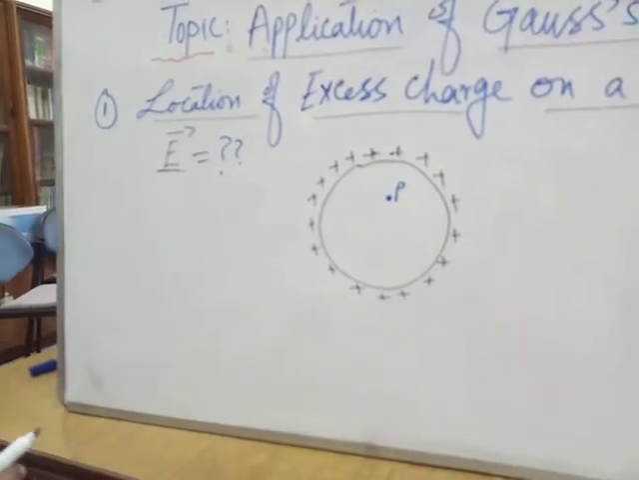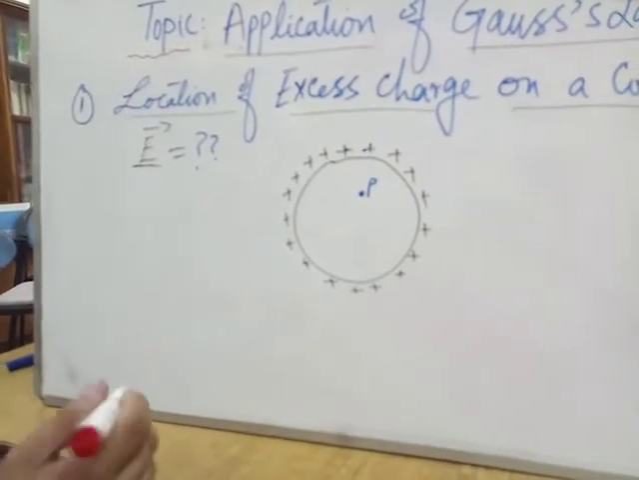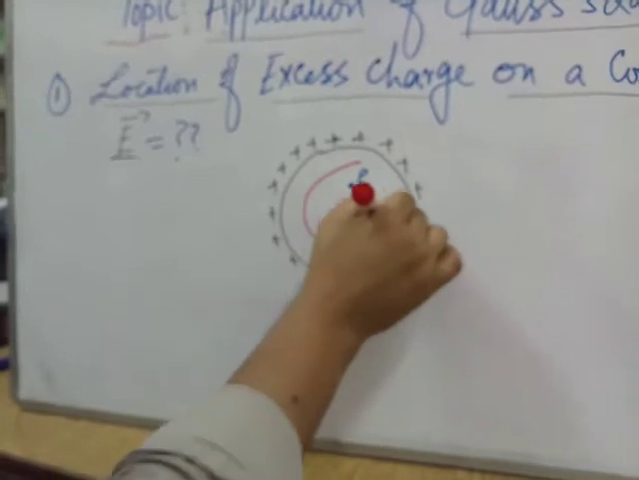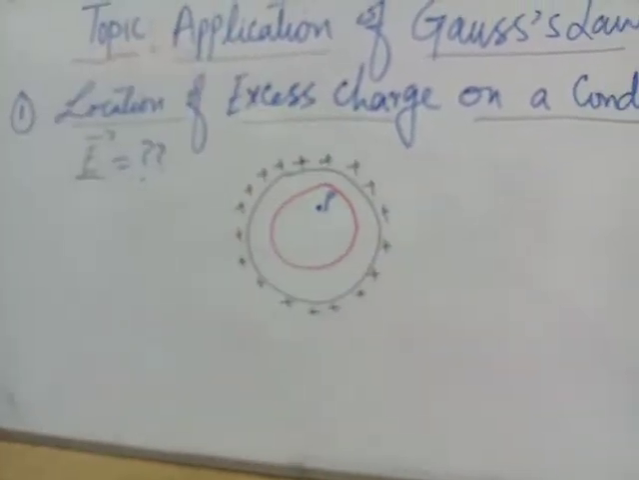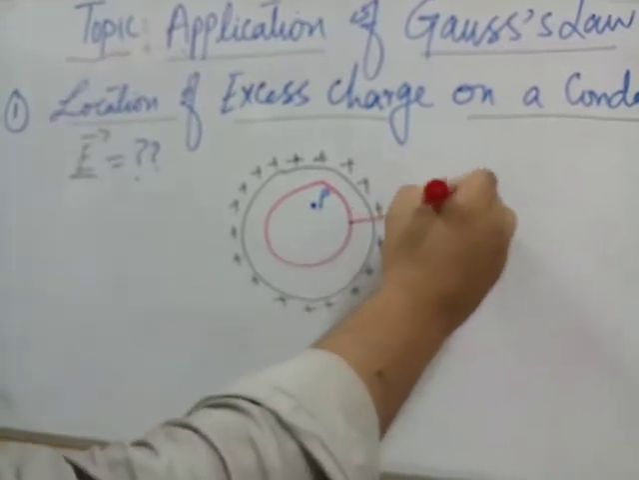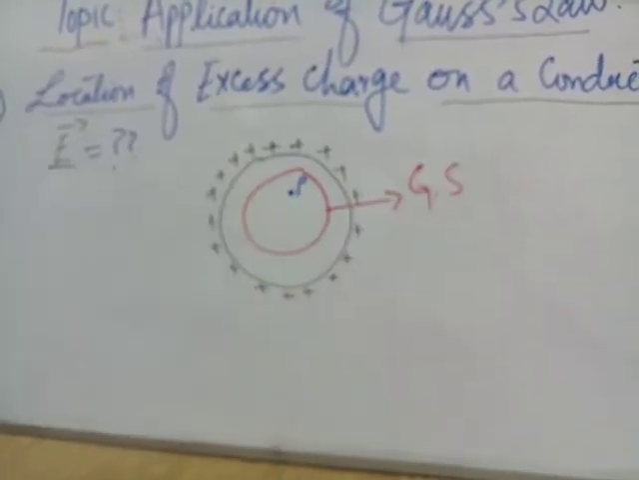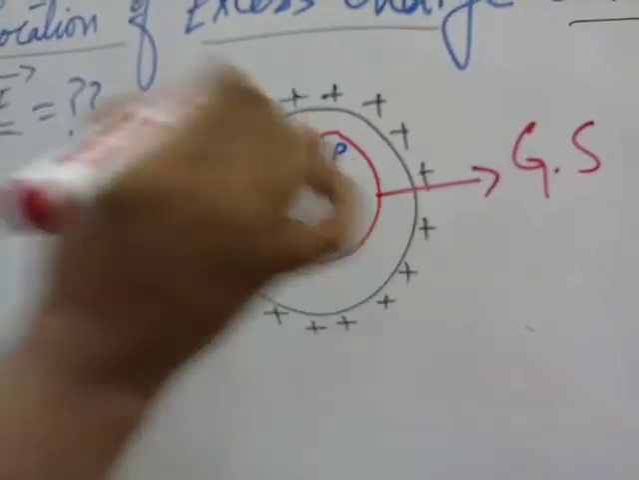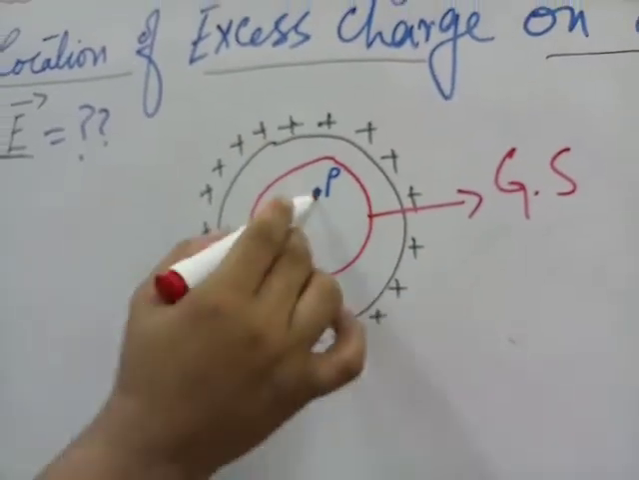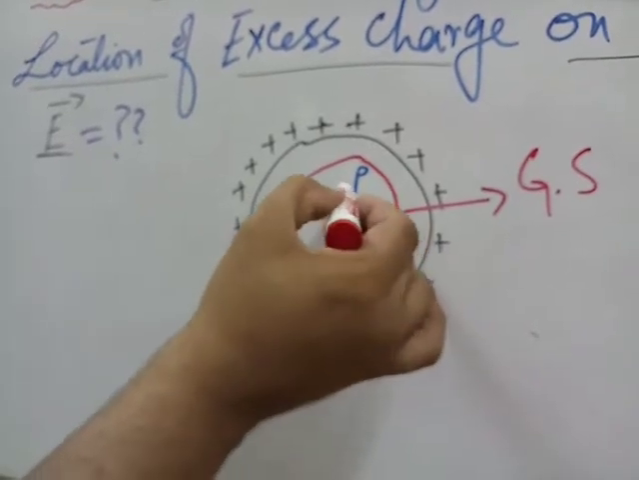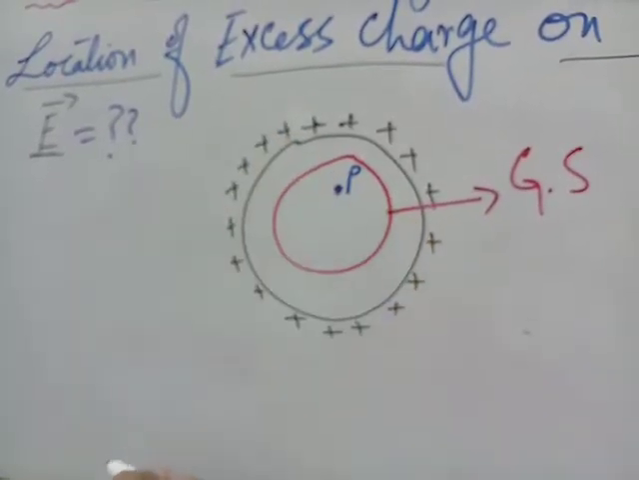So first we make a Gaussian surface. This is compulsory for Gauss's law. This is the Gaussian surface. This surface contains that point for which we can calculate E. So the Gaussian surface contains the point P.